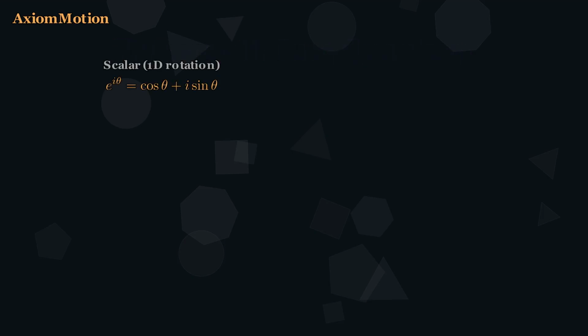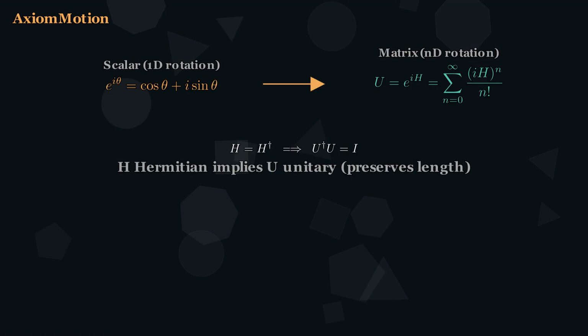Pathway B begins with a generalization. Euler's formula tells us that e to the i theta is a rotation of the complex number line, but we can replace the scalar theta with a Hermitian matrix H. The matrix exponential e to the iH is defined by the same Taylor series, with matrix powers instead of scalar powers. When H is Hermitian, meaning H equals its own conjugate transpose, the resulting matrix U is unitary.